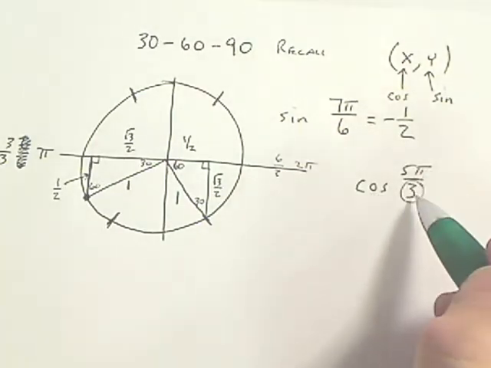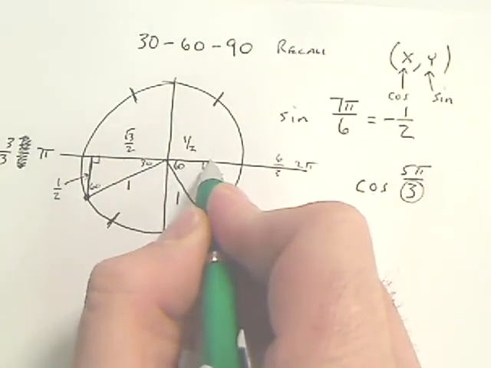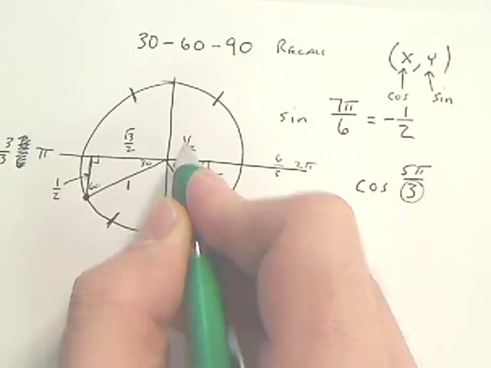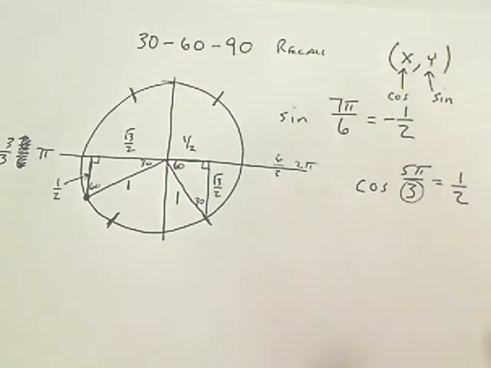Cosine of 5 pi over 3 of this angle is the x value. The x value goes left and right. In this case, it's right here going to the right. It is 1/2. Going to the right is positive, so we leave it positive 1/2.